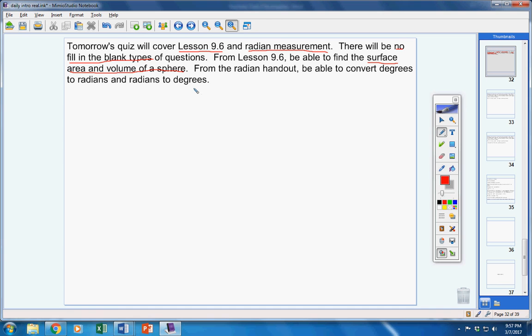So there will probably be 4 problems on your quiz, probably. One will say, find the surface area of a sphere. One will say, find the volume of a sphere. And one will say, convert these degrees to radians. And the other will say, convert the radians to degrees.